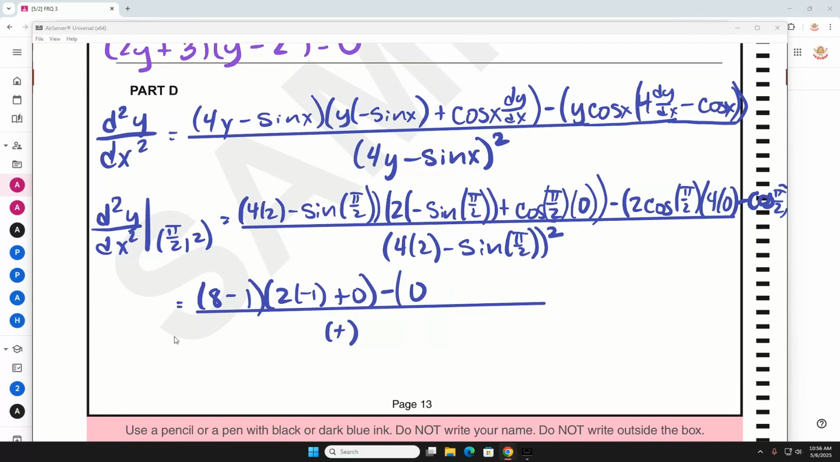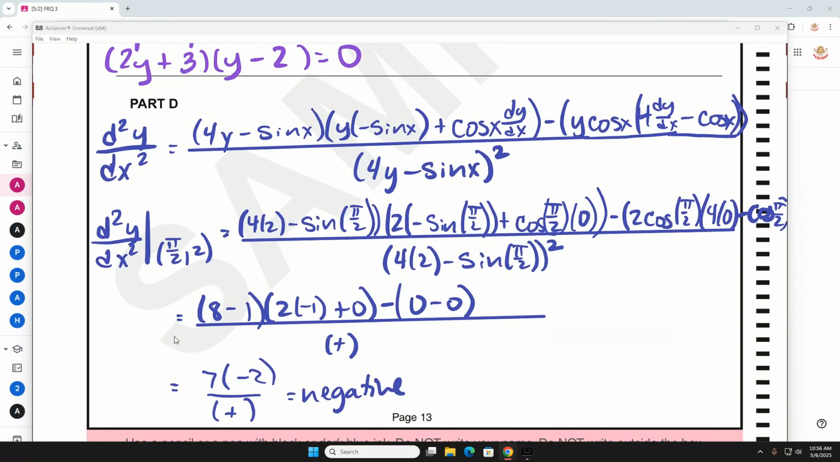What about the cosine of pi over 2? Also 0. Okay, so if I take, well, let's just do it. That's fine. So that's going to be 7 times negative 2 plus 0 minus 0 over a positive. Is that going to give me a positive or a negative? That's going to give me a negative.